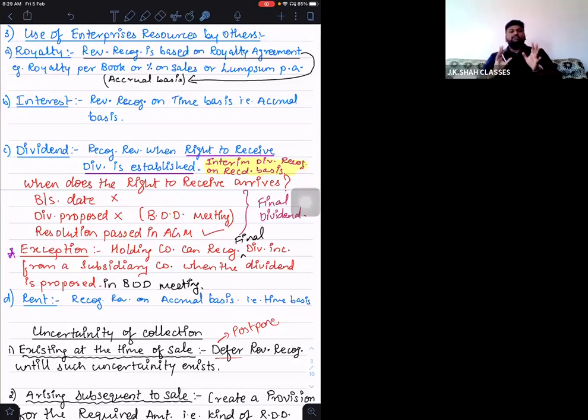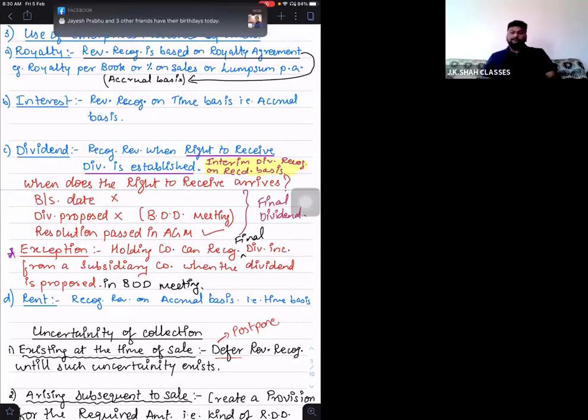Right? So for whatever part of the year your property gets let out, that much only rent you are going to collect. So that part of rent or that proportion of rent only will be recorded as your revenue. So that is purely on time basis. Right? I hope you're clear with this. Now for recognizing royalty or interest or dividend or rent, what is the prima facie condition that you have to fulfill? Certainty of ultimate collection. If the ultimate collection is uncertain, postpone the revenue. Is this point clear to you?